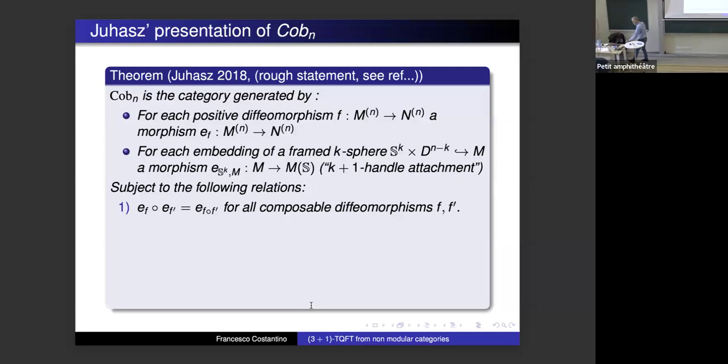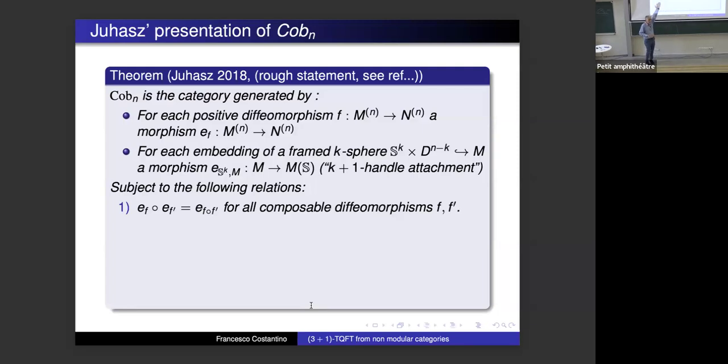So the picture is more telling than what I'm saying. You have your 3-manifold, you just thicken it, and then you glue some handle. Here is S^k times D^(n-k), something like that. Okay, and then you glue this, and then this is the new manifold you get, which I denoted M of the sphere. Okay.